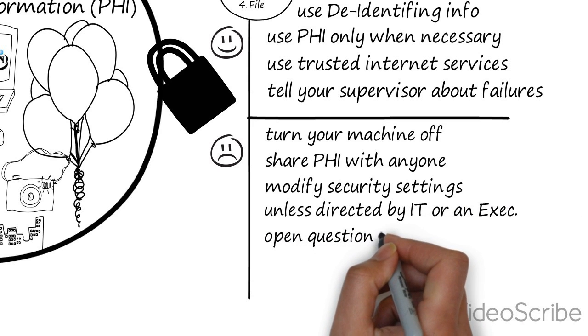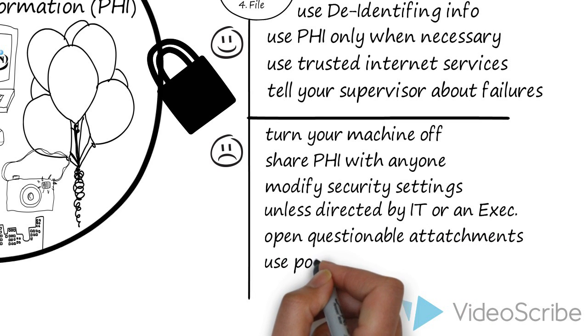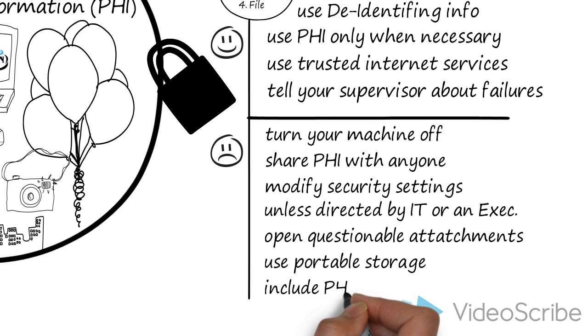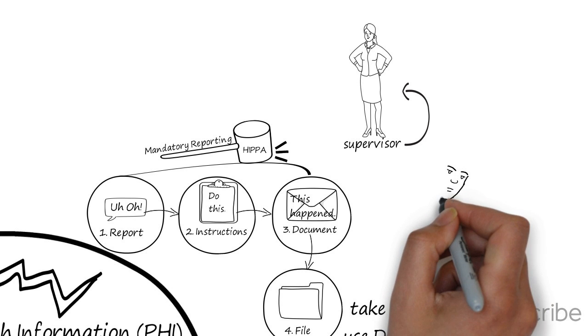Don't open questionable attachments. Don't use portable storage devices unless absolutely necessary. Don't include PHI in emails. Additionally, if you fail to authenticate 3 times, you will quickly receive a call.